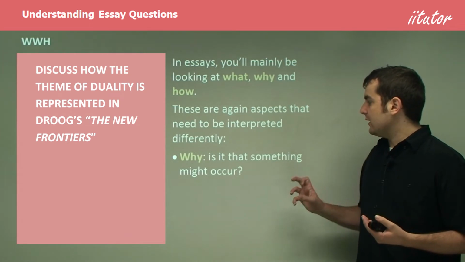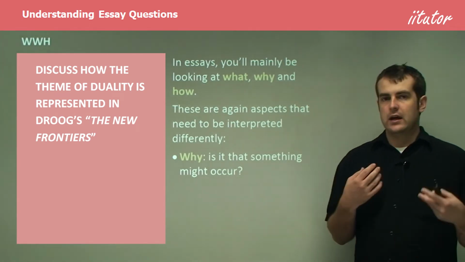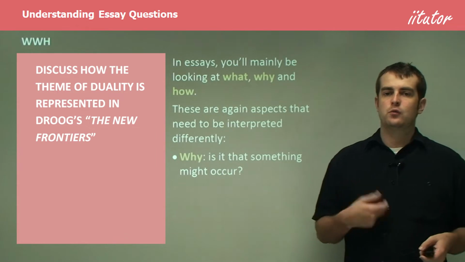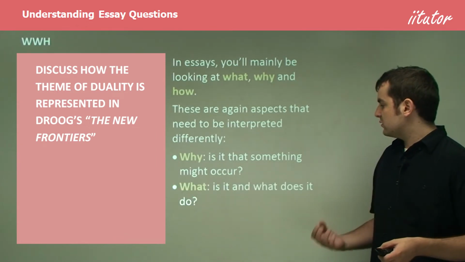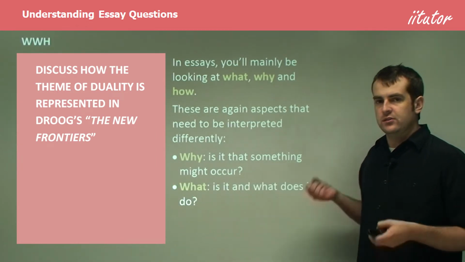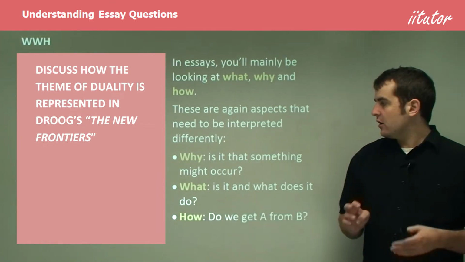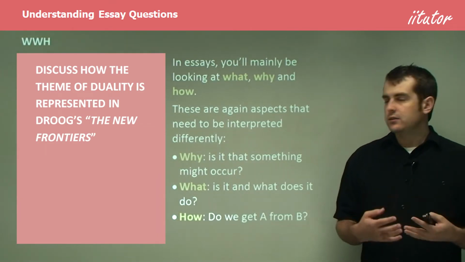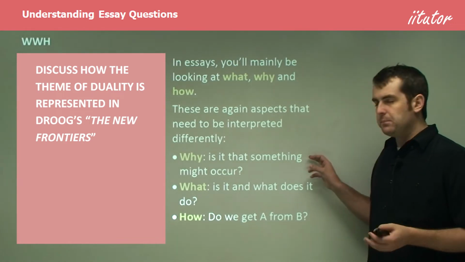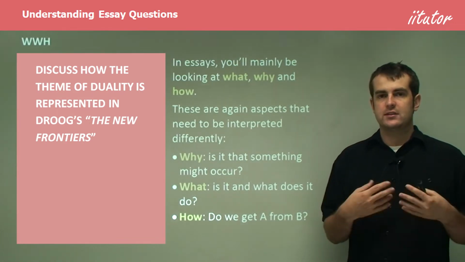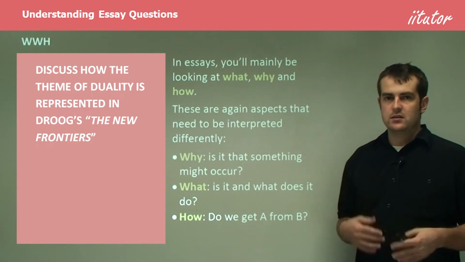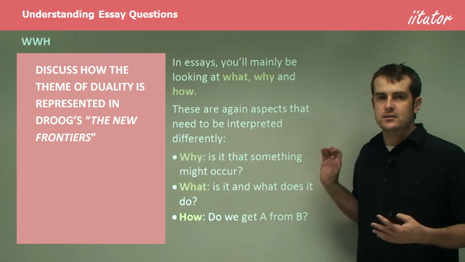For instance, why is it that something might occur? Have a look at a text and ask that question why. It might be what. So what is in a text and what does it do? Or it might be a how in this case. So I'll explain each of them a little bit more in depth and go into examples. So a why question might be asking you to challenge and critique something in the text and give your own interpretation about why it is done in such a way.